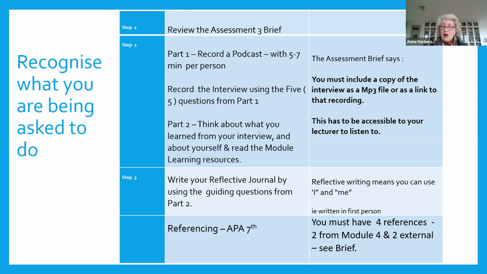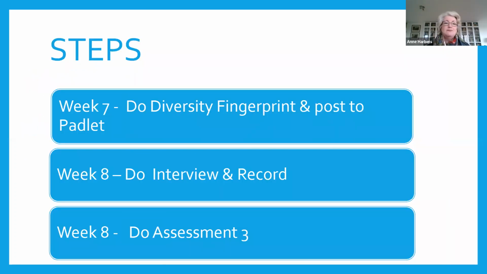Remember, in reflective writing, you can use I and me. It's not what's good for other people. It is you, yourself; what you're learning is going to be important for you. And then you need to do your referencing. And this time we're asking you to have at least 4 references, 2 from module 4 and 2 external, though some students do use all from the module, and that's fine as well.